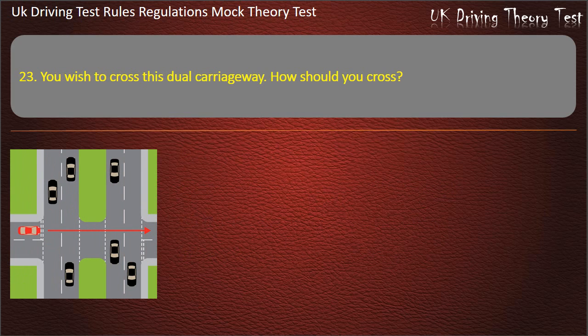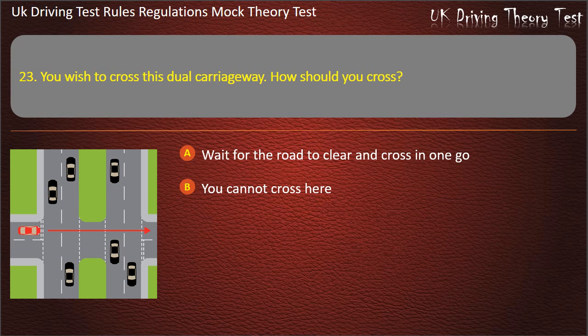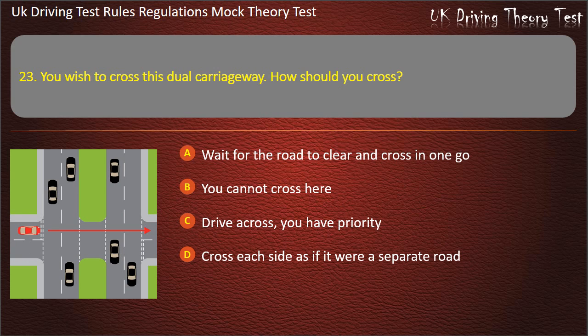Question 23. You wish to cross this dual carriageway. How should you cross? Wait for the road to clear and cross in one go. You cannot cross here. Drive across, you have priority. Cross each side as if it were a separate road. Answer. Cross each side as if it were a separate road.